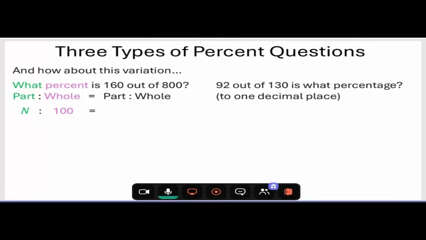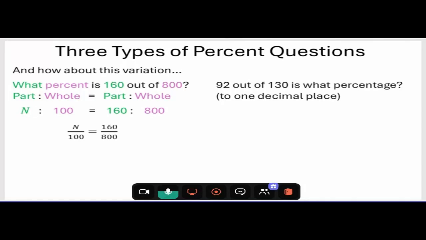So in other words, what percent? n to 100? So we still are talking about percent. So one of the wholes is still 100, but we don't know what the percent is. So n is to 100 as 160 out of 800. 160 is the part, 800 is the whole, like so. So in our first variation, we didn't know the part. In our second variation, we didn't know the whole. And in our third variation, we don't know the percent.